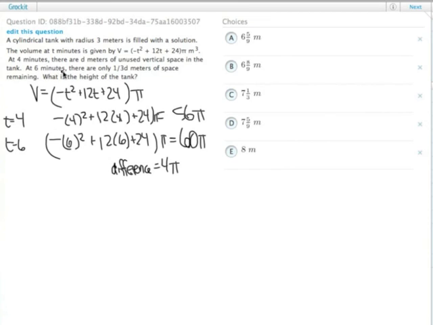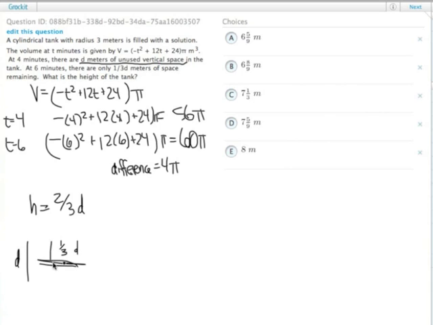We also find out in the problem that in the space of 2 minutes, it goes from a distance of d meters of unused space. So we can treat that part as a cylinder all of its own, a cylinder of empty space. In 2 minutes, it goes from d to 1/3 d. Therefore, the height of the water that filled up in those 2 minutes is 2/3 d, because the empty space went from d to 1/3 d.